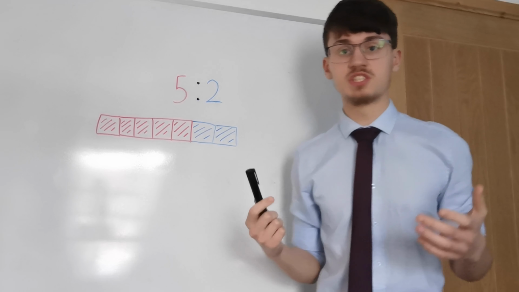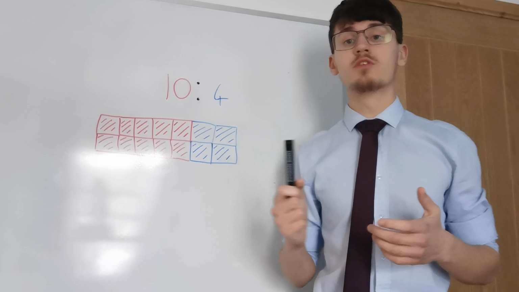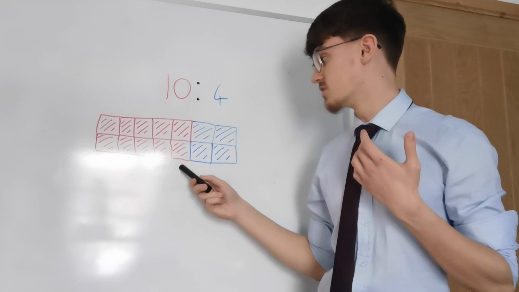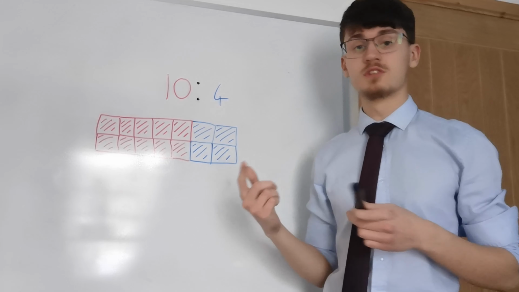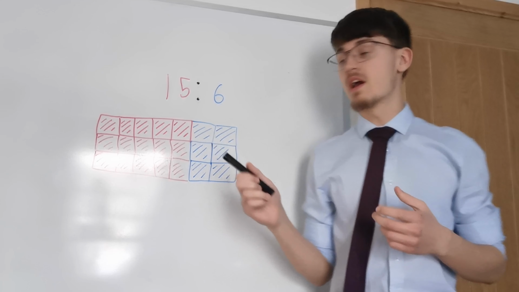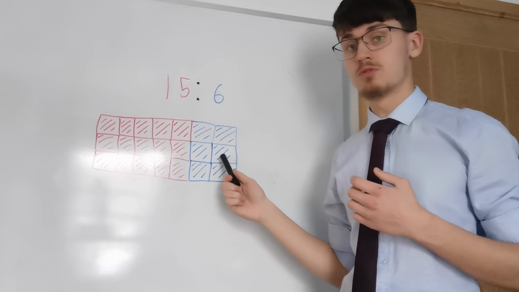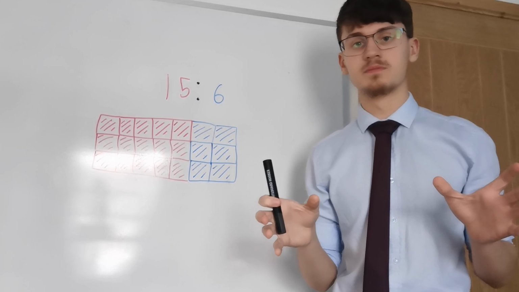And this is something we can actually scale up. In this example, we've just scaled it up by 2, but do keep in mind the ratio is always the same, because as you can see, per 5 red boxes, there are 2 blue boxes, if that makes sense. We're going to scale this up one more time by 3, and as you can see, we have 15 to 6, 15 red boxes to 6 blue boxes, but the ratio is still the same because it's all about proportion and comparison.